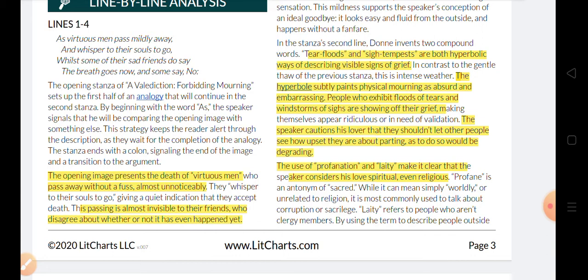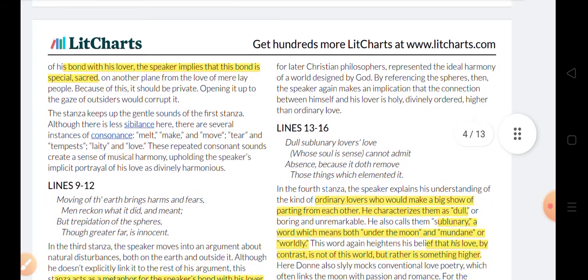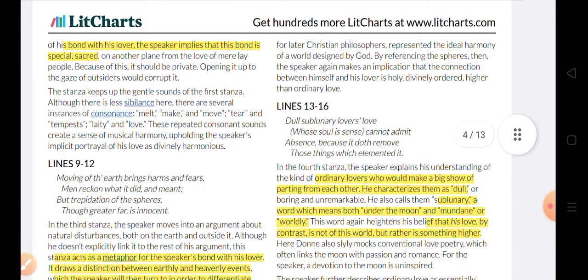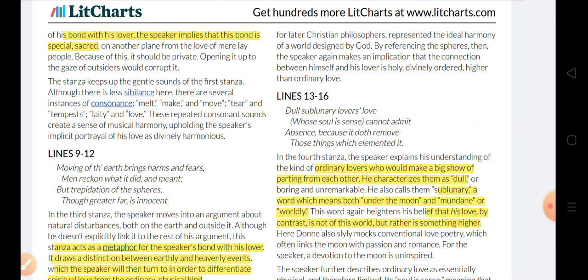The speaker is conscious that they shouldn't let other people see how upset they are about the parting, and by doing this they would be degrading their love. The use of profanation and laity makes it clear that the speaker considers his love spiritual, even religious as well. So with this kind of bond with his lover, the speaker implies that the bond is a very spiritual, sacred, special one.